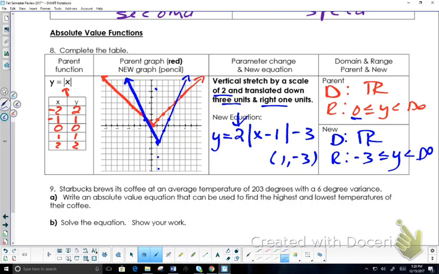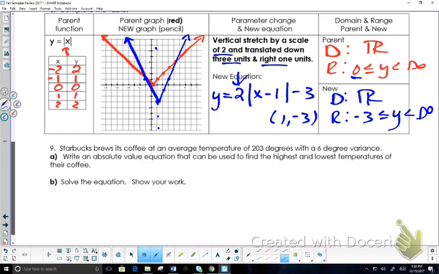Starbucks. Gotta love Starbucks. Not for their coffee though. Starbucks brews coffee at an average temperature of 203 degrees, with a 6-degree variance. If there's a 6-degree variance, that means I could get my coffee at 209 degrees, or I could get my coffee at 197 degrees.